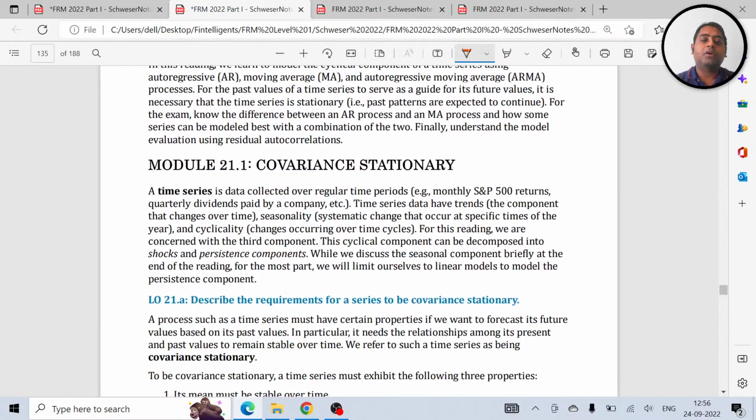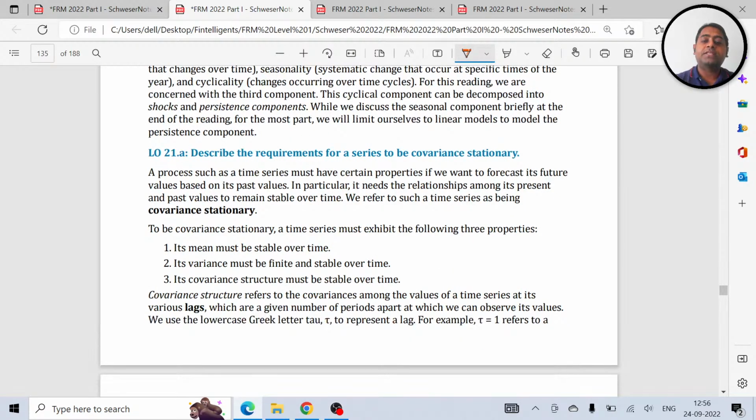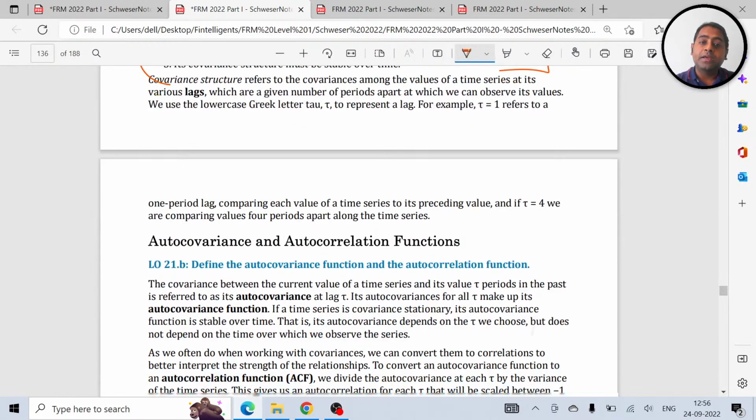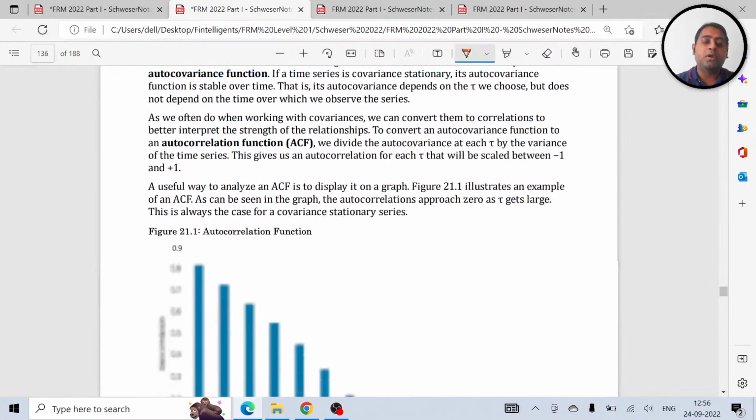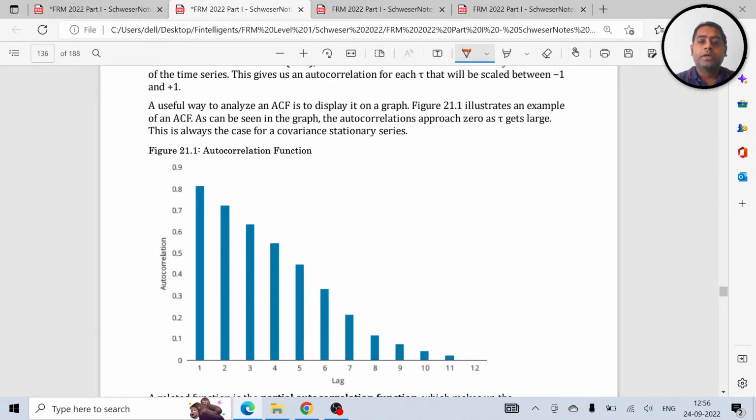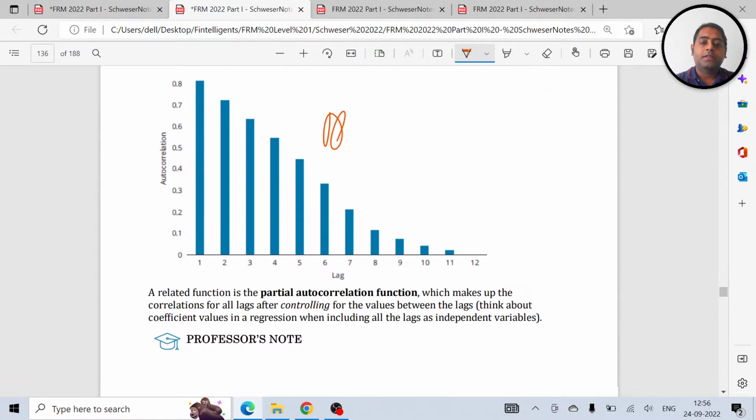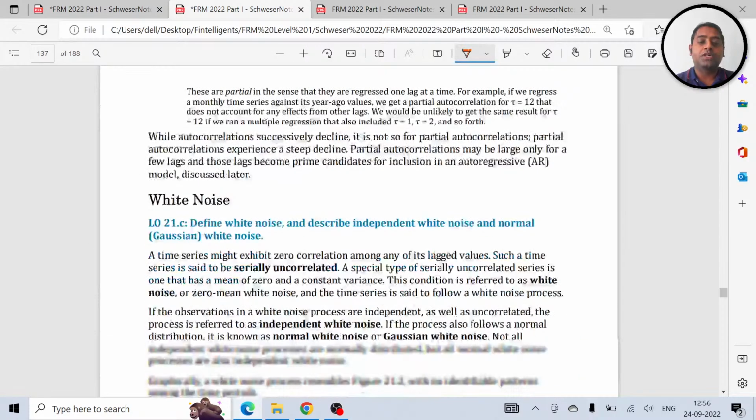When we talk about time series, covariance stationary, the rules of covariance stationarity are very, very important. Do not skip that. You should have a clear understanding of that. Autocorrelation function, these two lines are important, marking it as star, and you should know what is happening in the diagram. Then we will move towards white noise.